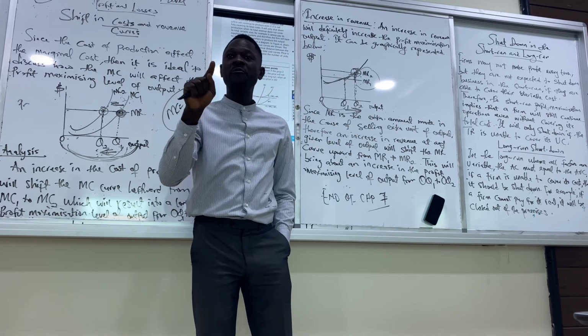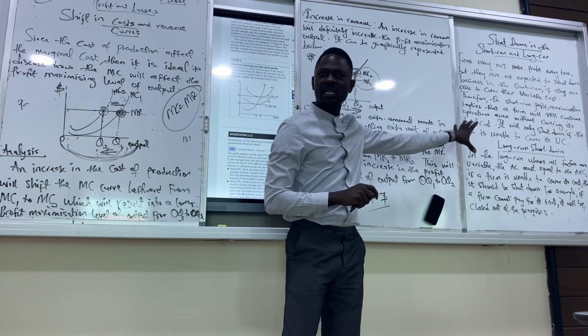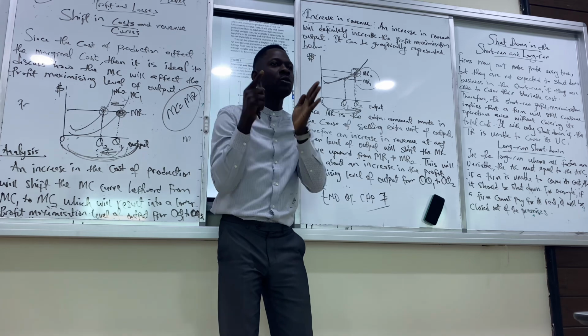So if a firm is able to cover up its variable cost in the short run, it would have meant that its total revenue exceeds its variable cost.